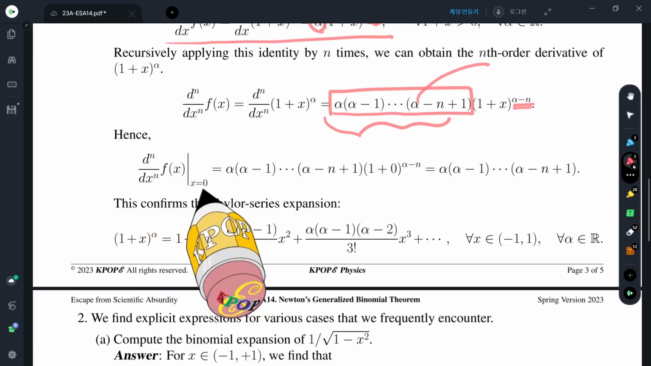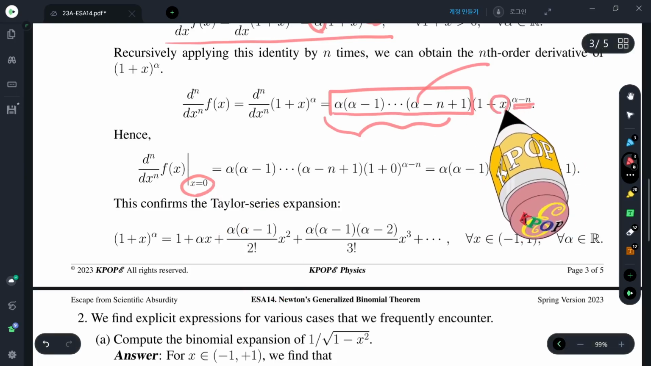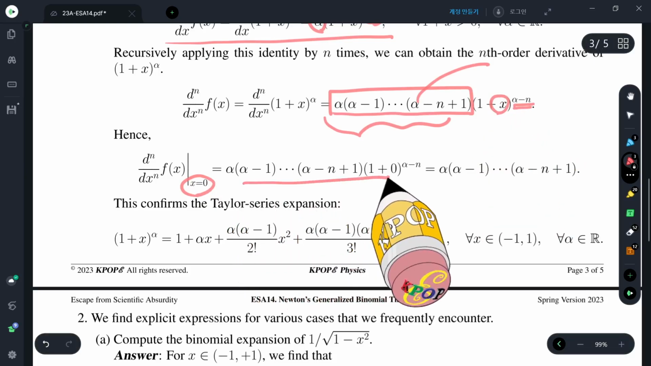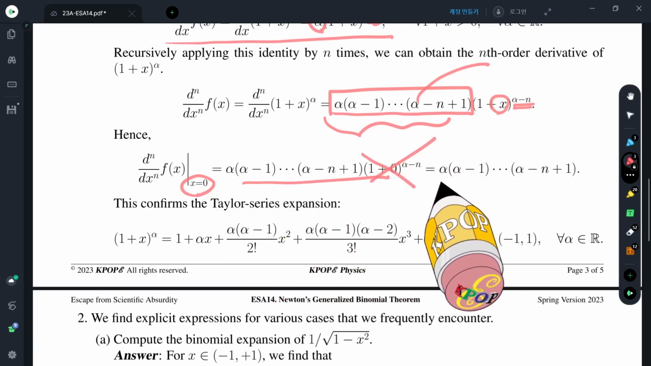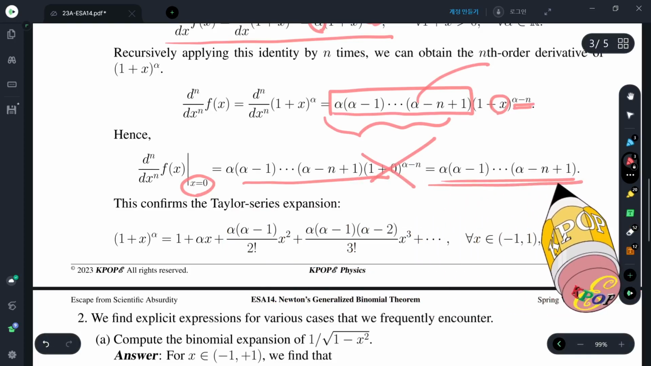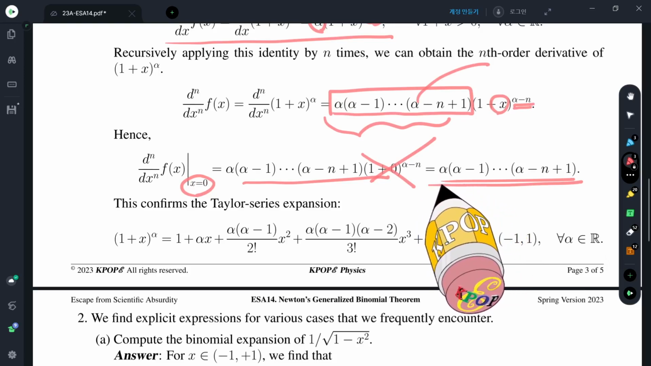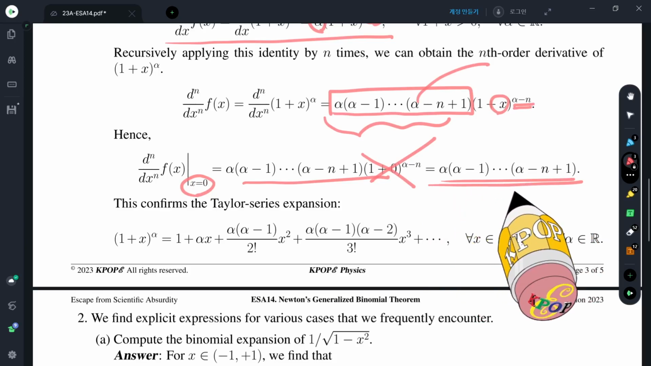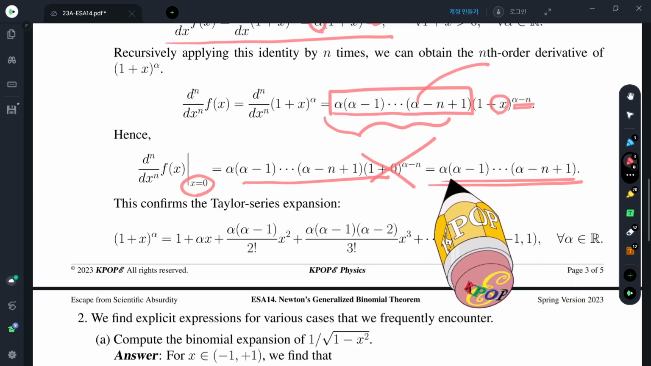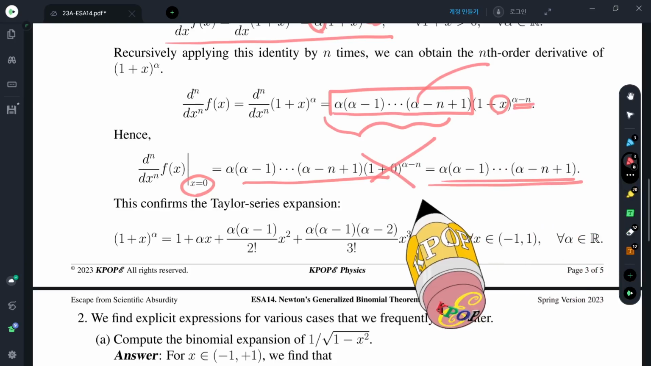As a result, the nth order derivative at x equals 0, as I substitute 0 for x. I can ignore this identity. This is 1, so we end up with this factor. If it is a positive integer, I can replace this with a product of factorials. However, in general, it is impossible to re-express this one as factorials. It can be expressed as a gamma function that is defined for real numbers.